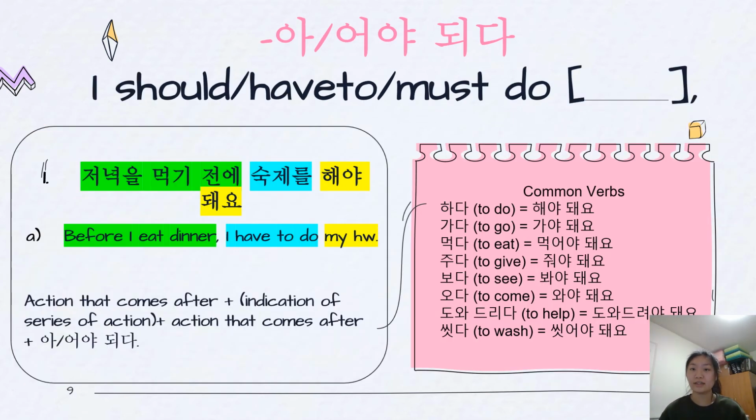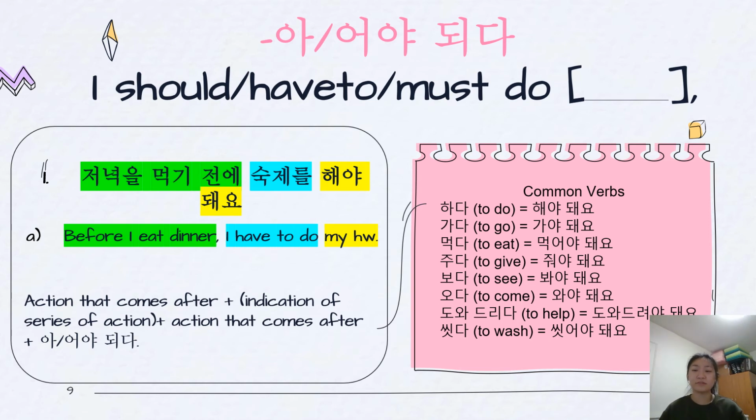어야 돼요 or 어야 되다 is our last grammar structure of this day. And it means I should, have to, or must. Let's look at our example to see how this is true. 저녁을 먹기 전에 숙제를 해야 돼요. This can imply that I should do my homework before I eat dinner, or before I eat dinner, I have to do my homework, and it could also mean before I eat dinner, I must do my homework.